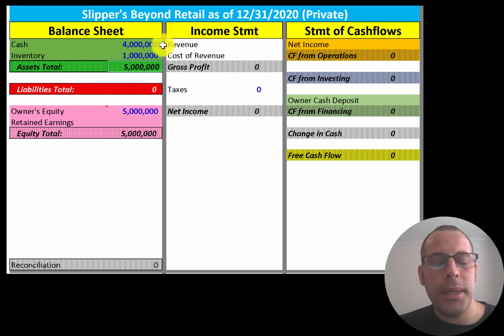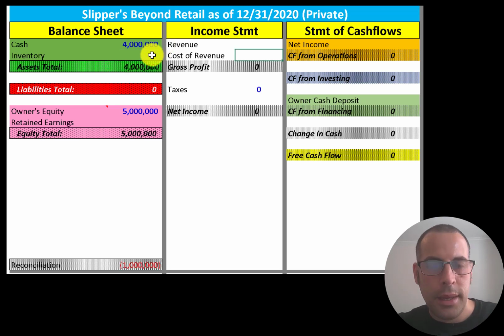What we do as a company, we take these generic slippers and make them really nice, then sell them at a markup. Walmart wants to buy our entire inventory. We're going to sell the $1 million of slippers we bought for $2 million. Since we're getting rid of the inventory, we take it off the balance sheet and put it onto the income statement and cost of revenue.